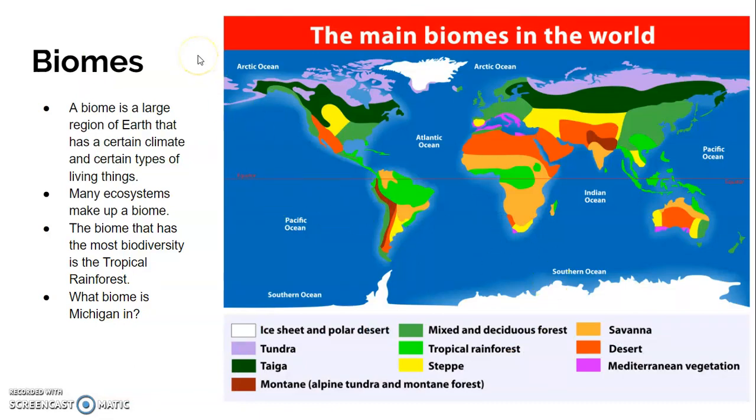Another thing that we talked about was biomes. A biome is a large region of Earth that has certain climate and certain types of living things. So many ecosystems put together make up a biome. The biome that has the most biodiversity is the tropical rainforest.